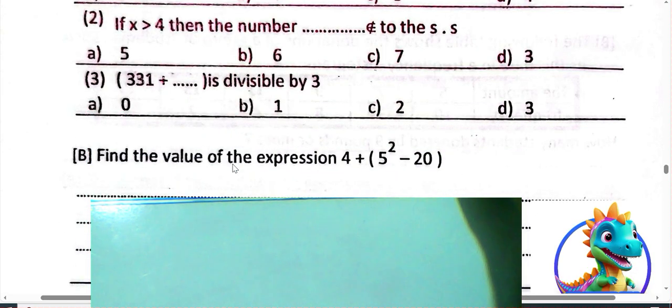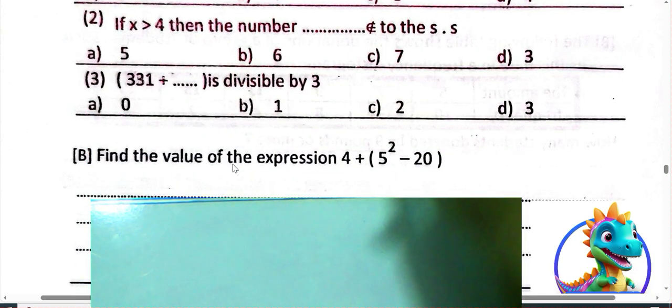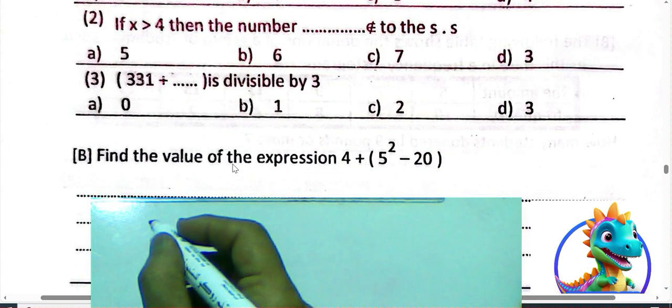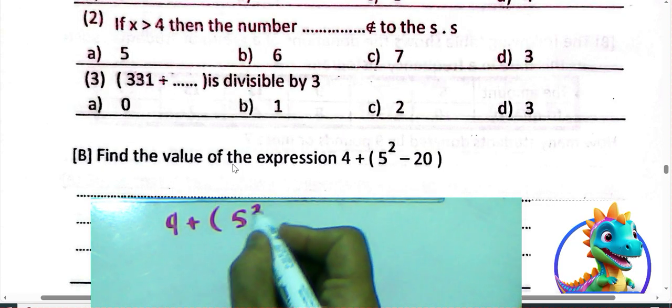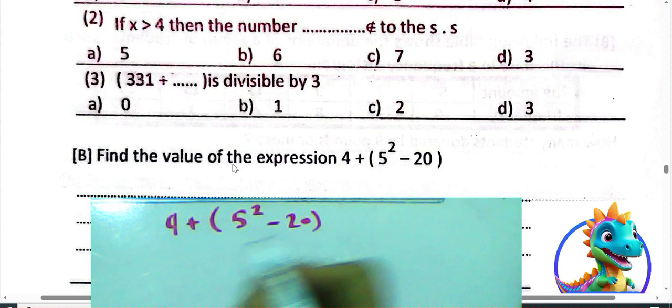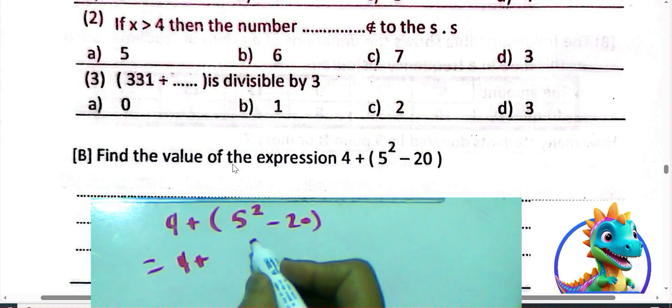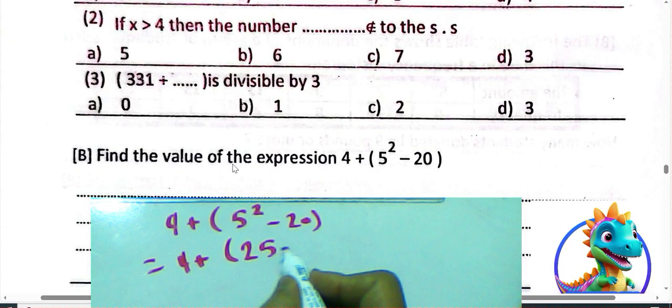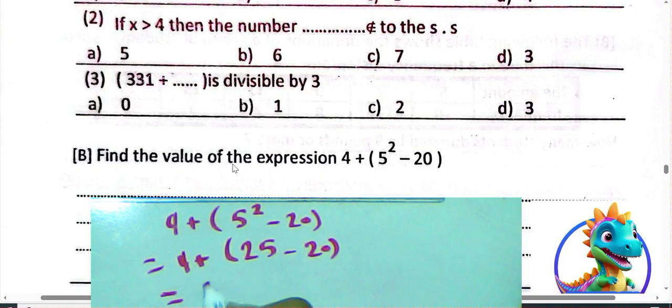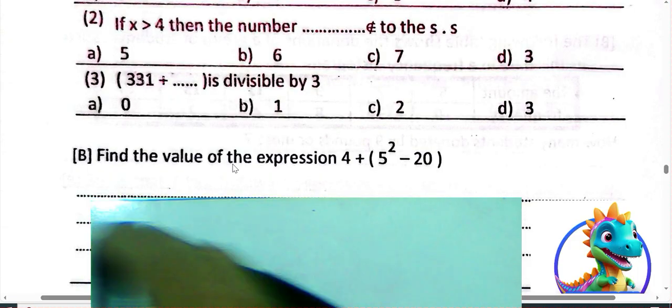Next question. Find the value of the expression. We have here 4 plus 5 power 2 subtract 20. First step, we find the answer for the power: exponential form, 5 power 2 is 25, subtract 20. And then write 4 plus 25 minus 20 is 5. 4 plus 5 is 9. Then the answer here will be 9.